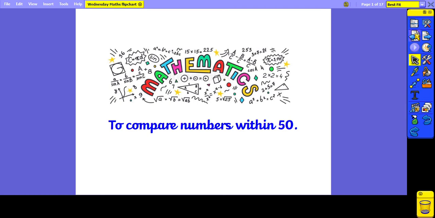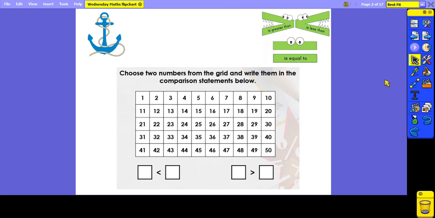Good morning, Year 1. For today's maths lesson, you are learning to compare numbers within 50. We'll begin with our anchor, and the question says, choose two numbers from the grid and write them in the comparison statements below. So you're choosing two numbers from this grid to complete each statement.